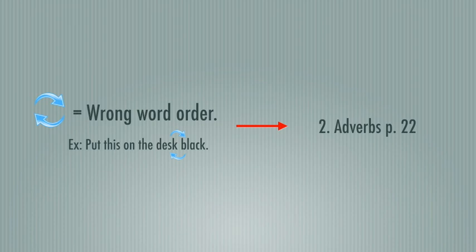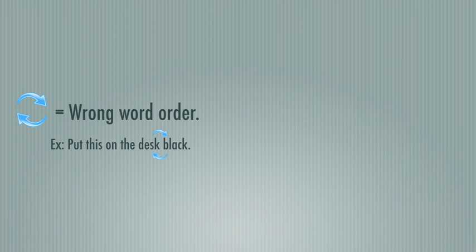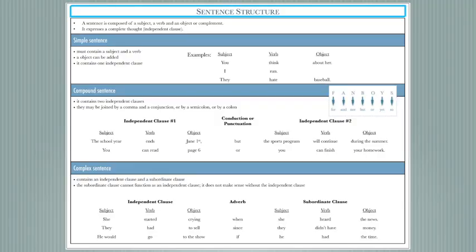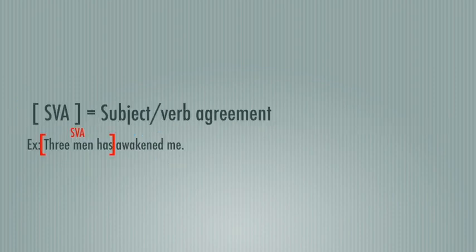The other option would be check your adverbs at page 22. Sometimes you can put the adverb before the verb or after the verb, it depends, so check on that. And then the third option will be sentence structure. Okay, make sure that you're following the sentence structure: subject, verb, object. If it's a simple sentence, a compound sentence, or a complex sentence. Okay, so put this on the black desk in that case.